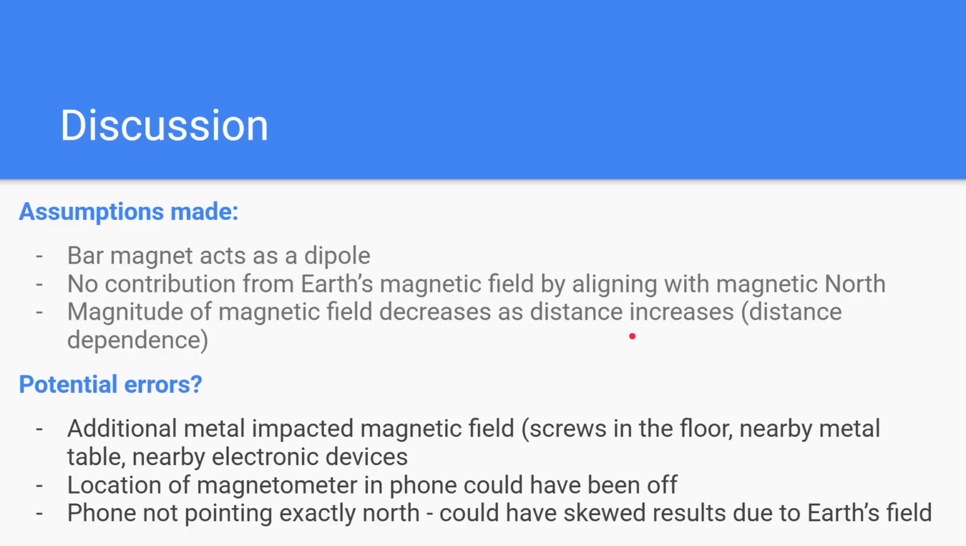Assumptions made in this experiment include that we assumed the bar magnet acted as a dipole and that there was no contribution from the Earth's magnetic field by aligning the magnet with magnetic north. And the magnitude of the magnetic field we assumed to decrease as distance increases, showing the distance dependence of magnetic field. Potential errors include additional metal impacting the magnetic field, such as screws in the floor, nearby metal table, electronic devices. It was very difficult to find a location where there was minimal other magnetic influences. The location of the magnetometer in the phone could have been off, and the phone could have not been pointing exactly north, which could have skewed the results due to the Earth's field.